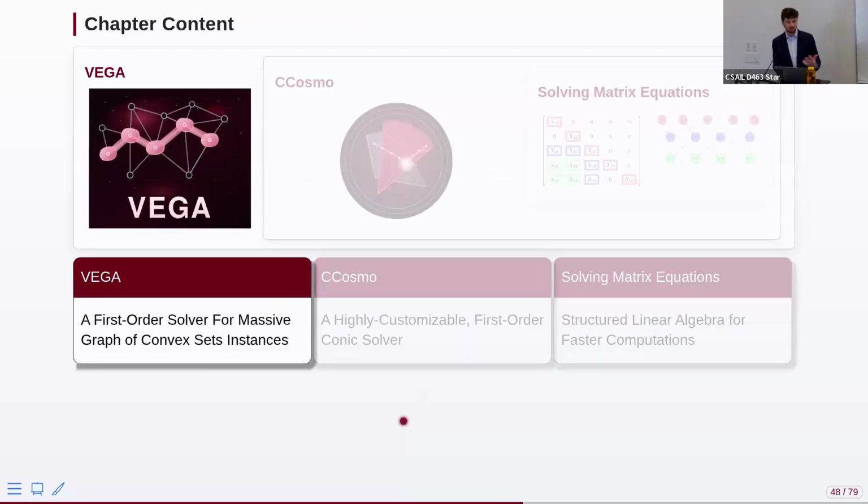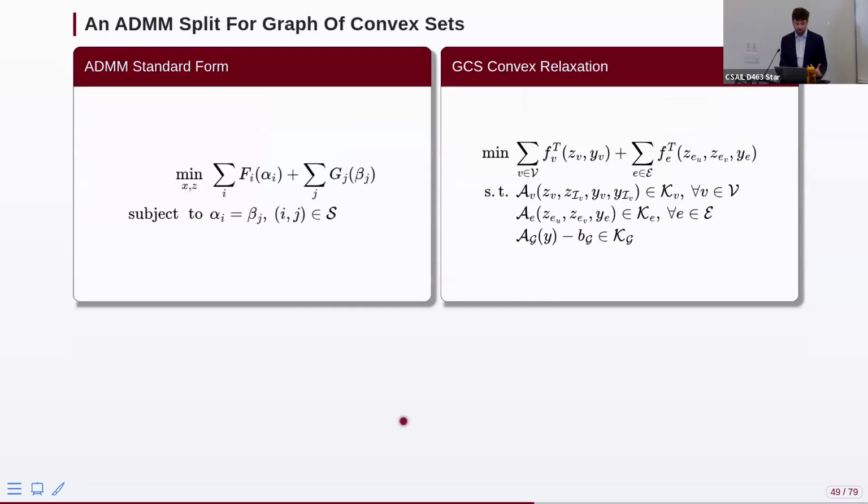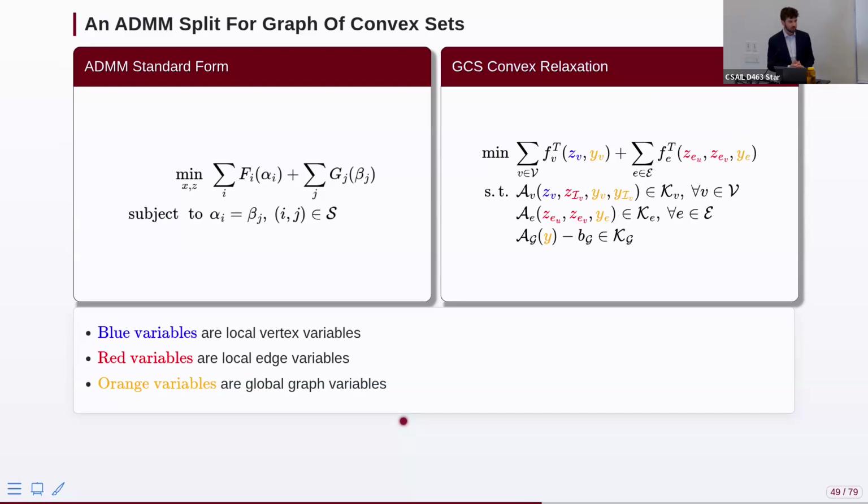So that's going to bring me to how we design an ADMM split for Vega. And that's going to be basically, I need to find some way of massaging my GCS relaxation on the right into the form on the left. And in order to do that, it's important to look at how my variables are even interacting. Why can't I apply ADMM out of the box? So what I'm going to do is describe a way of teasing apart these variables that will allow us to use ADMM directly.